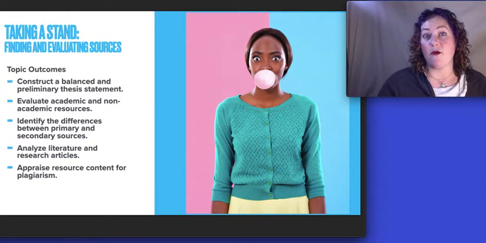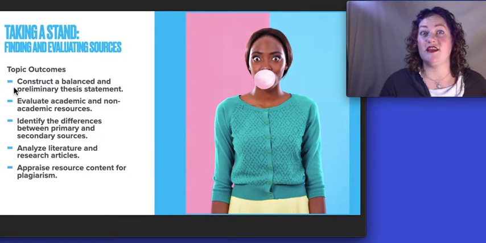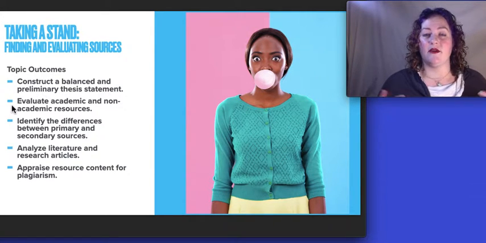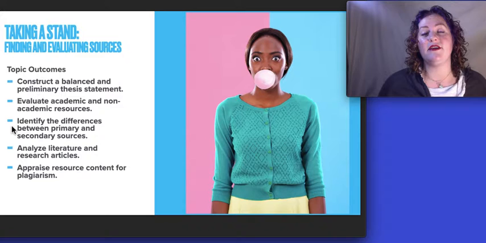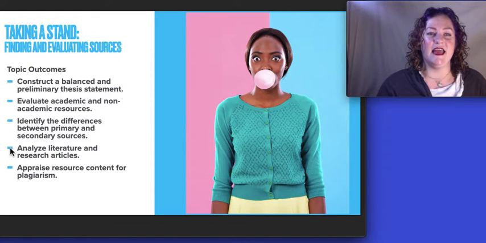So the topic outcomes we're looking for are to construct a balanced and preliminary thesis statement. Remember, it's going to be changing. Everything is changeable because these are drafts. We're going to evaluate academic and non-academic resources. We're going to find them, and we're going to see what we think, how they hold up, how many holes they have in them. We want to identify the differences between primary and secondary. That's sort of a secondary concept that we'll look at this particular session.